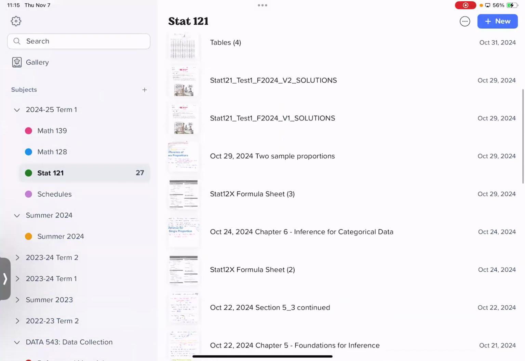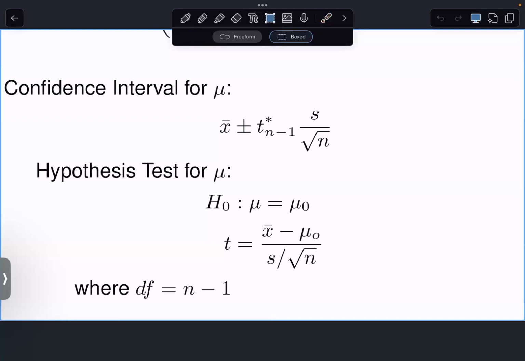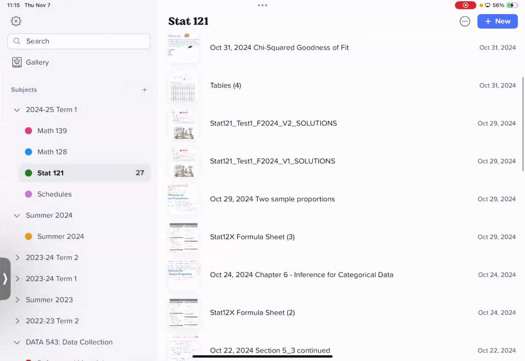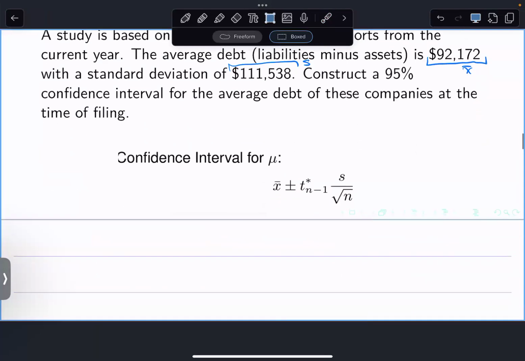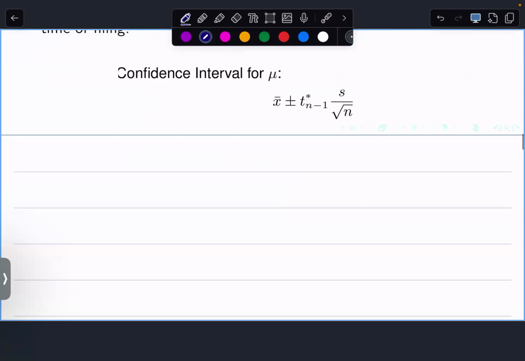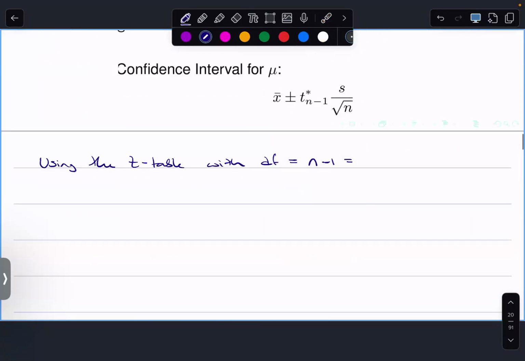So I need my confidence interval formula, or maybe you don't. You just know it, right? Looking at what we have, I have X bar. I don't have T star, but I have a pretty good idea of how to find it. I have S and I have N. So I have all these components. I just need to find T star more explicitly. And so using the T table with degrees of freedom equal to N minus 1, and N was 75 minus 1, which is 74.